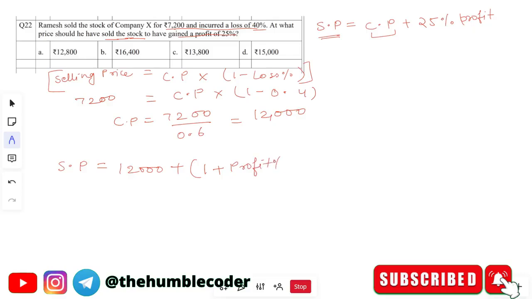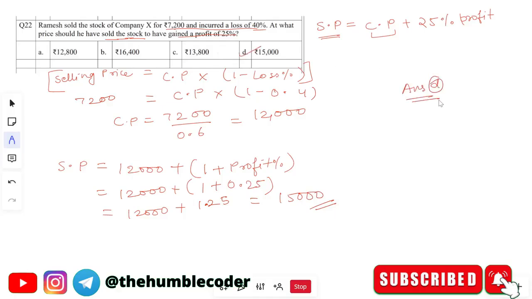I told you, whenever we have selling price, this is the formula. If we incur a loss, then we do 1 minus loss percent, and if we have a profit, then we do 1 plus profit percent. And why 1? Because we consider that 1 is the total. So let's substitute the values here: 12,000 times 1 plus 0.25. Why 0.25? Because it is 25 percent. Solving this gives 12,000 times 1.25, which equals 15,000. Hope you have got the answer. So the correct answer in this case is option D, which is 15,000.